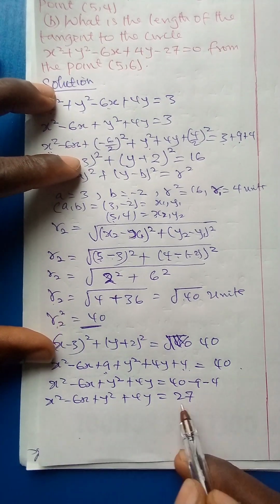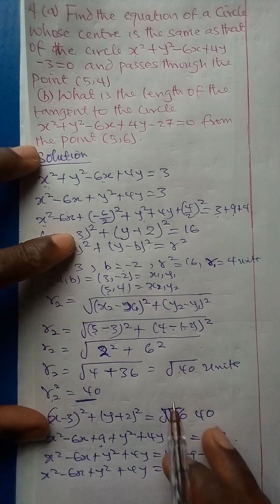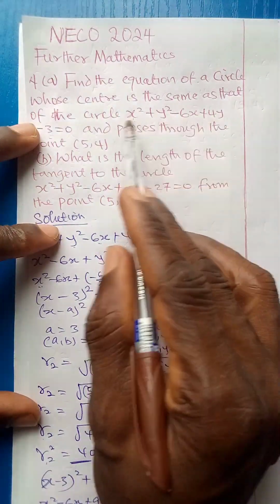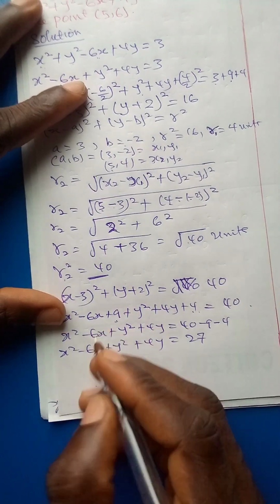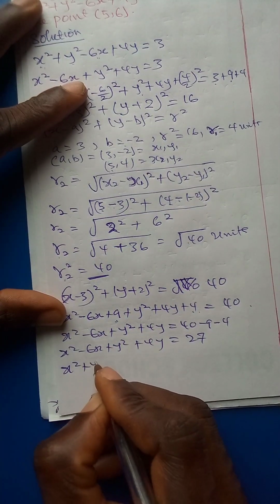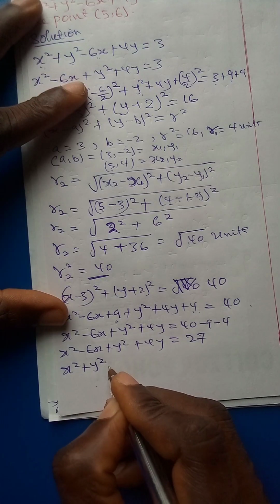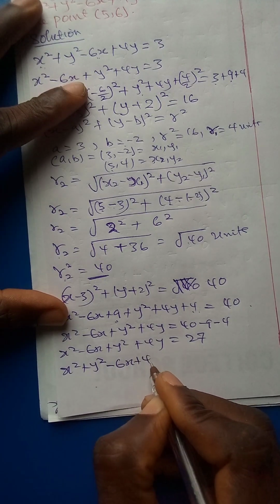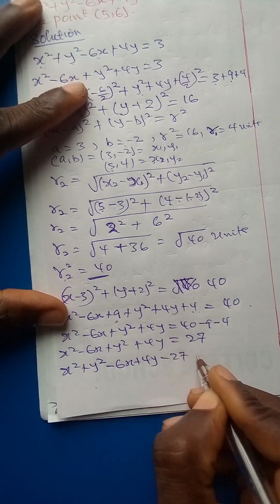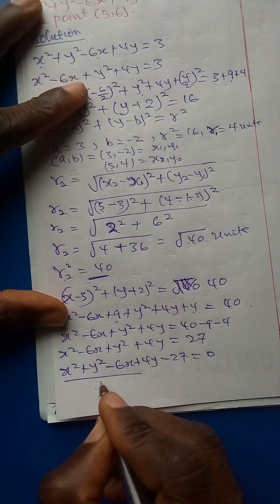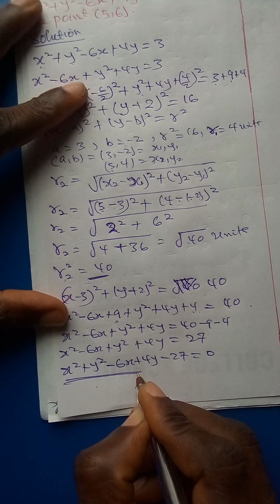We have to put the equation of the circle in the form in which the question appears. So it becomes x squared plus y squared, then minus 6x plus 4y minus 27 is equal to 0. This becomes the equation of the new circle.